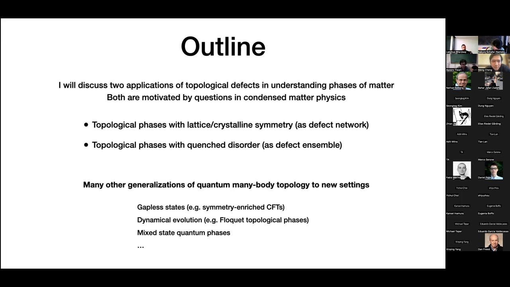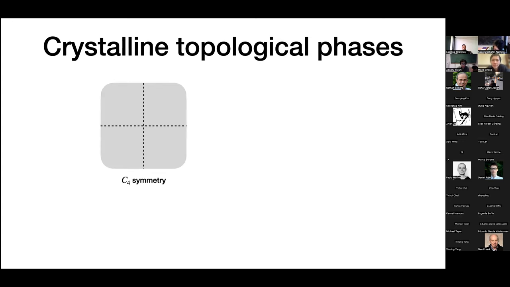I just want to mention there are many other generalizations of this kind of topological classification to new settings, and they keep emerging. For example, to gapless states, or even to dynamical evolution, or mixed states, and so on. All right, so let me now discuss topological phases with crystalline symmetries, or spatial symmetries, lattice symmetries. Basically, these are symmetry transformations which move coordinates or points around in space. Here, I just showed a schematic plot of a system with a C4 rotation symmetry, the fourfold rotation symmetry.